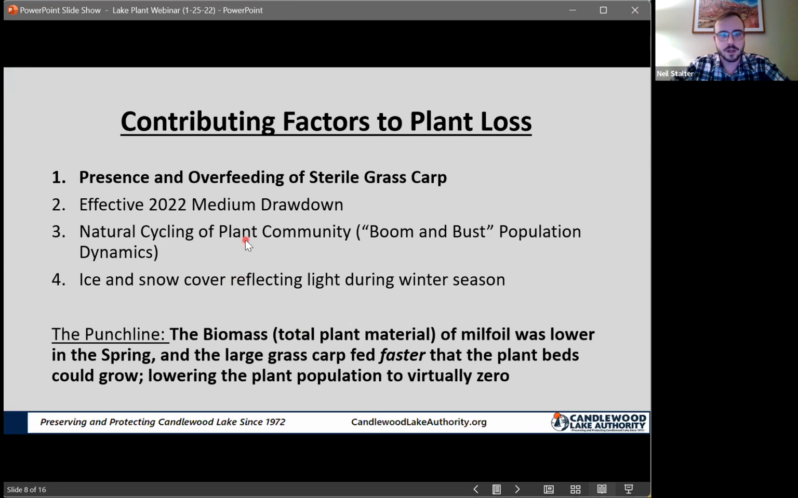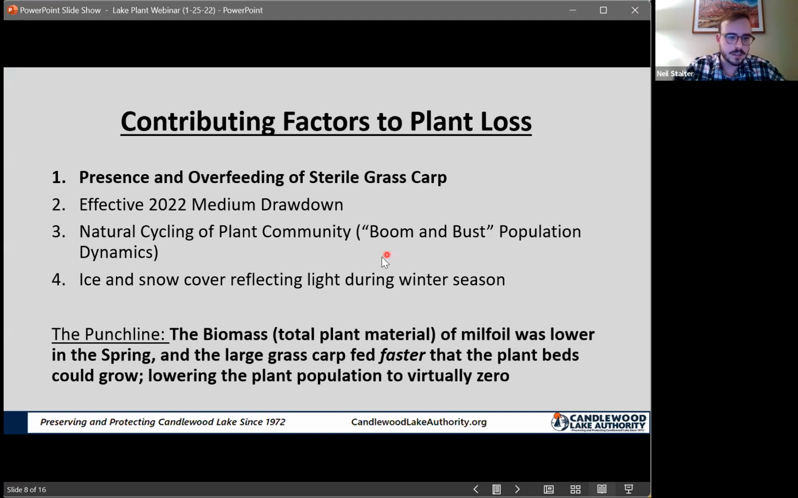But we're not only talking about the grass carp here. There are a lot of factors that impact the plant community and that actually precipitated this major change. The drawdown in 2022, that medium depth drawdown, is beginning to look like it was very effective. And what I mean by effective is it accomplished its goal of effectively exposing those shallow plants to the cold air and potentially freezing those root structures of the plants that had existed the season before.